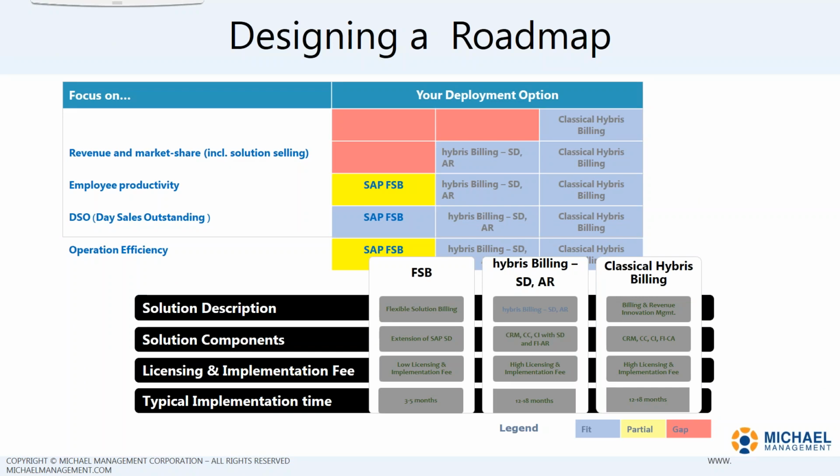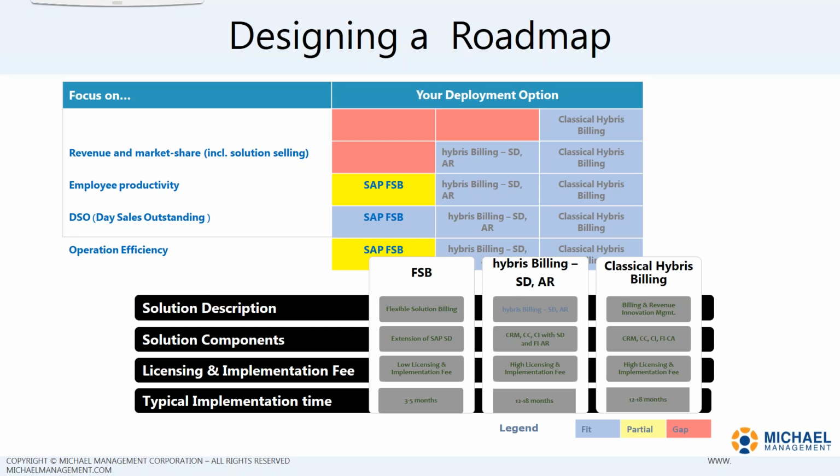Now, next question is, how do I design a roadmap? There is no one right way of doing it, but just to give you some inputs on how we generally go about this: it is based on what your current business focus is. If you just want to focus on operational efficiency, for example, then you could be looking at FSB. It addresses just the billing part. It doesn't do anything on the usage part. But if you have issues around billing, you could just use FSB.